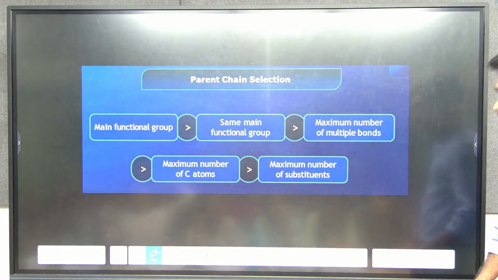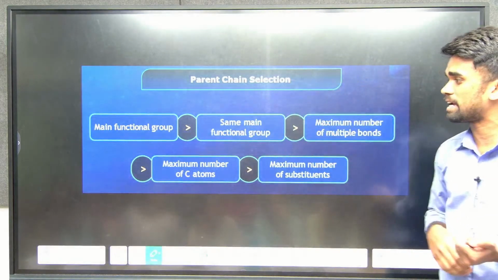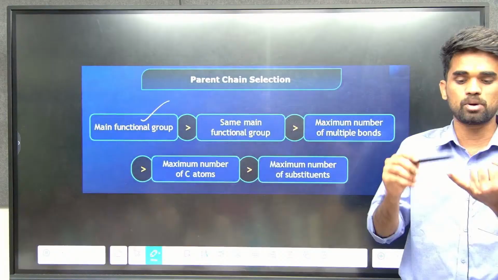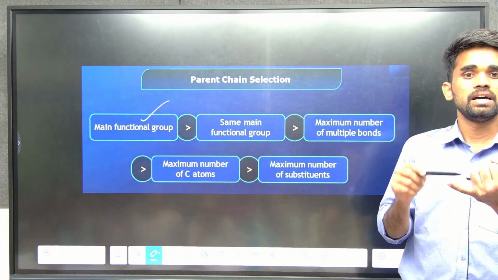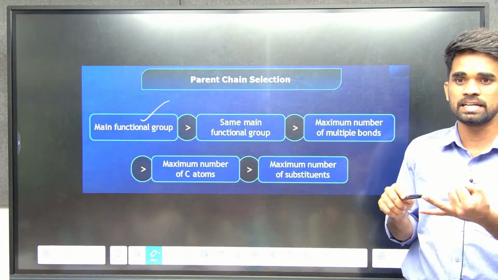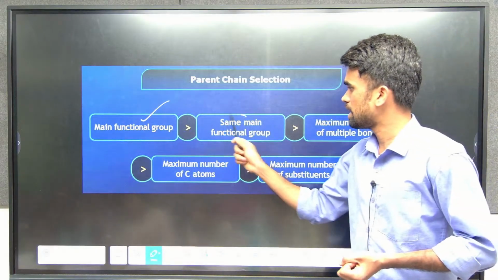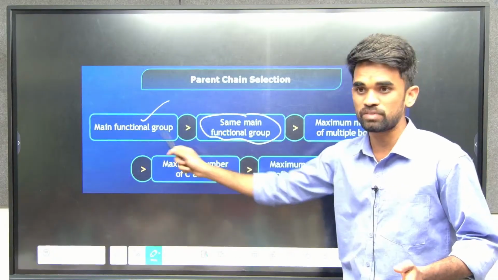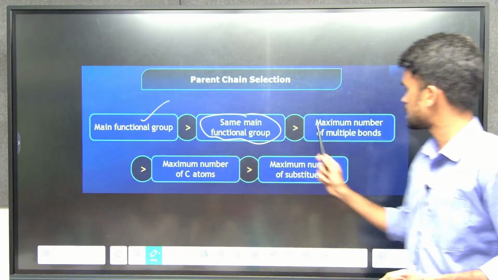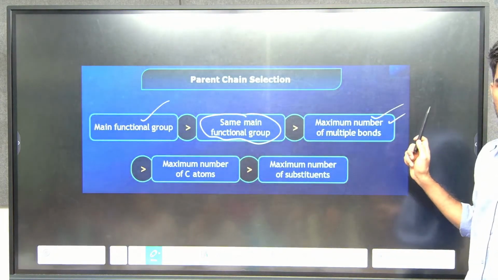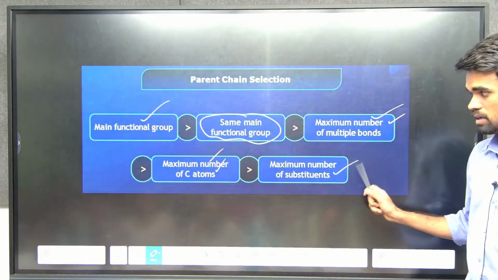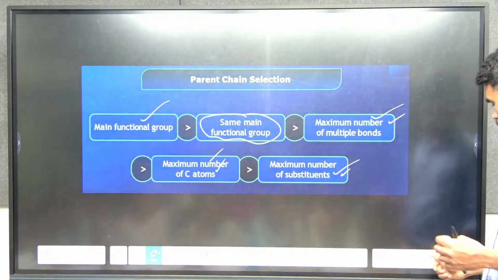Okay. So how can we select the parent chain here again? See once. Main functional group. Main functional groups, what are those we have, like carboxylic acids, esters, amides, acid halides, all these things we have. Okay. Next, if the main functional group is the same, both of them are the same, then you first prioritize them. Next one, the maximum number of multiple bonds. The next one is the maximum number of carbons, the maximum number of substituents.